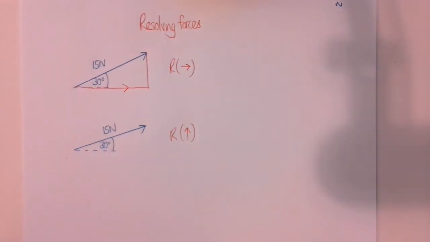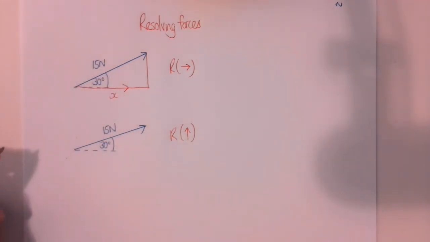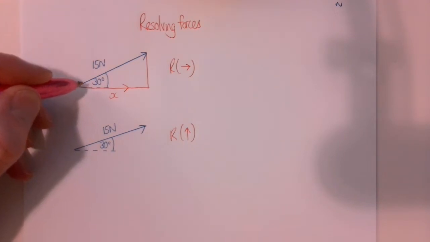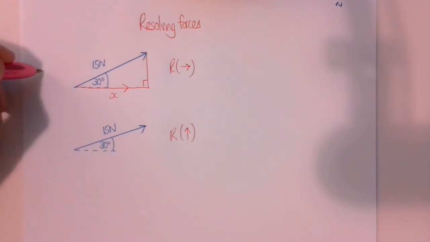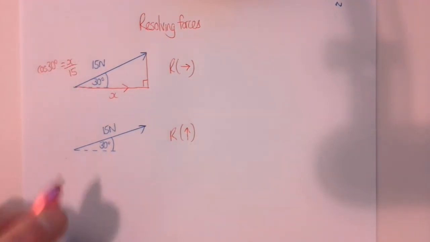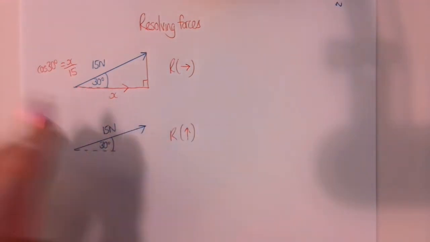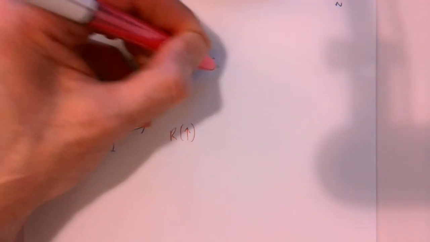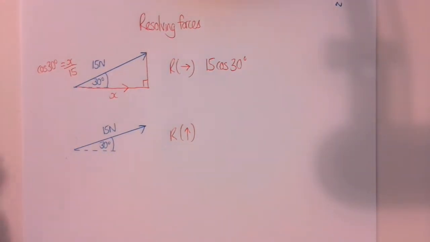it's that. I'm going to call that x because it's in the x direction. Hopefully you can see that because we are dealing with a right angled triangle and we've got the adjacent and the hypotenuse, this is a cos problem. So cos 30 degrees is equal to x over 15. So x is 15 times cos 30. The horizontal component of that force is 15 cos 30, which we could work out on a calculator.